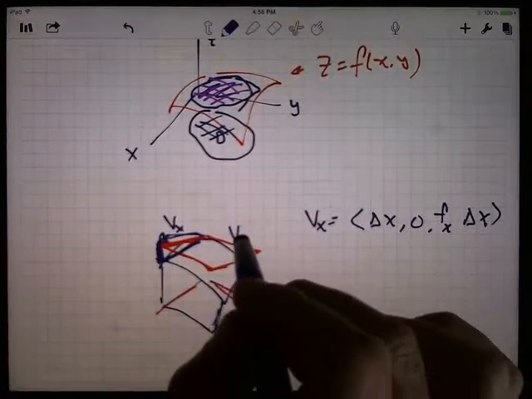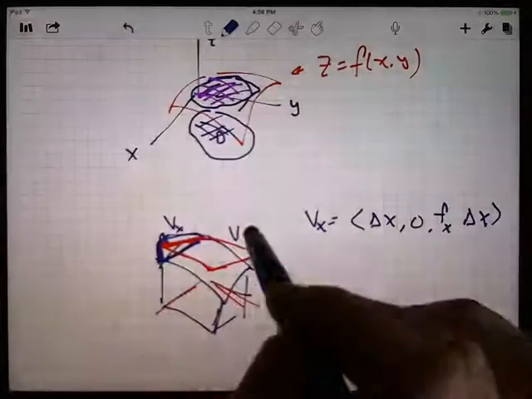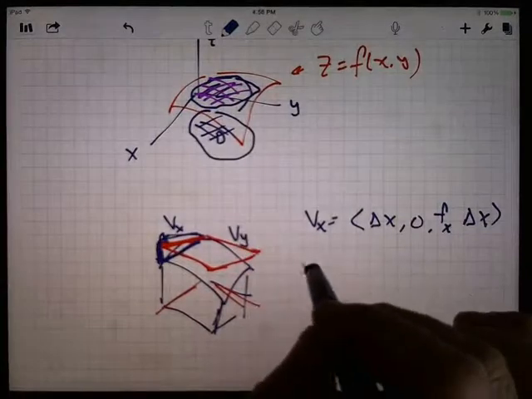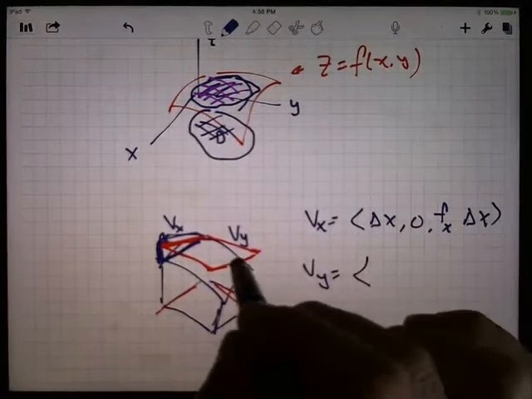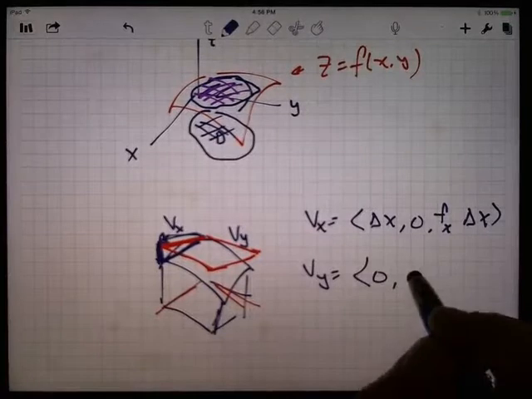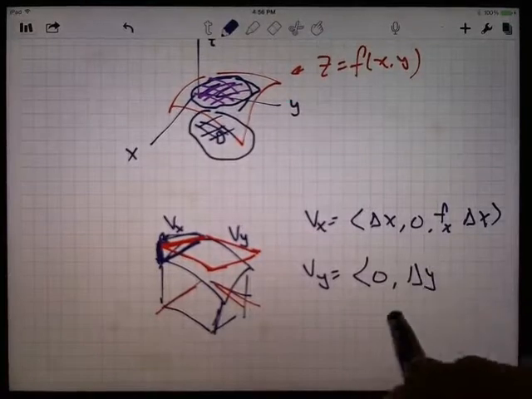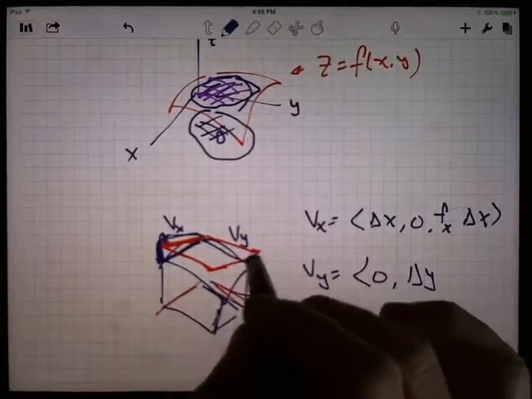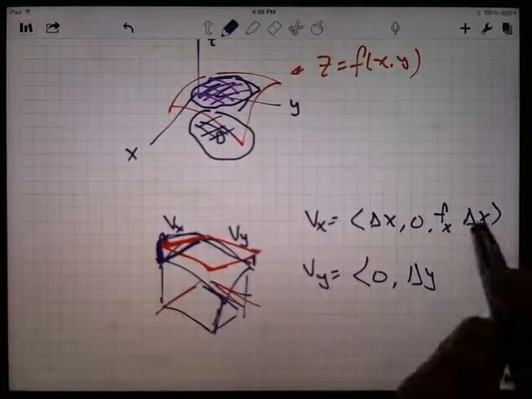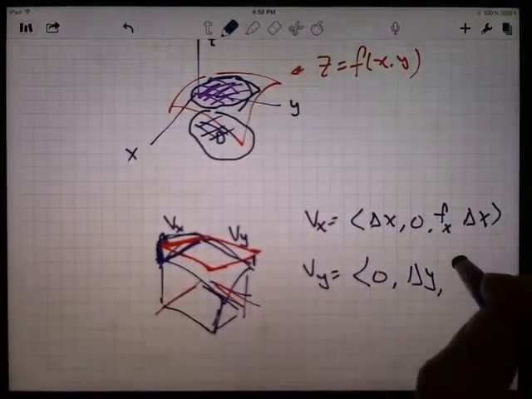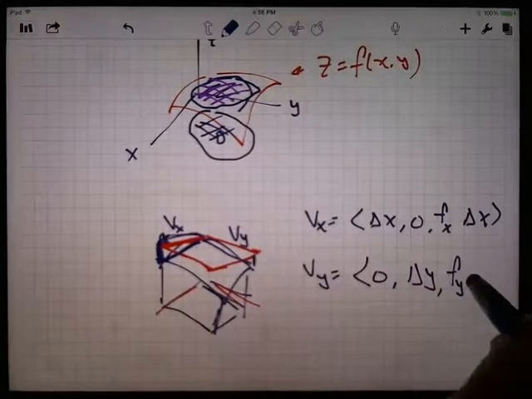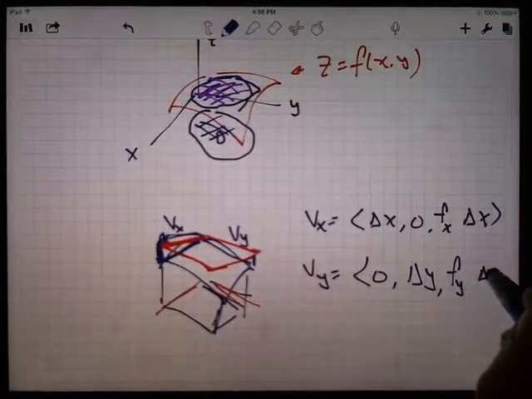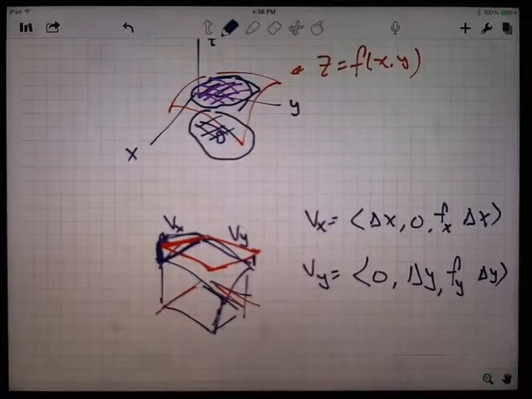Likewise, if I look at this vector over here, Vy, so this little vector in the y direction, so 0 in the x direction, move over some delta y down here, whatever that delta y is, that's this direction here, and then how far up or down do I need to go? Well, that's going to be the derivative in the y direction, so the partial of f with respect to y, times the amount that you move in the y direction.